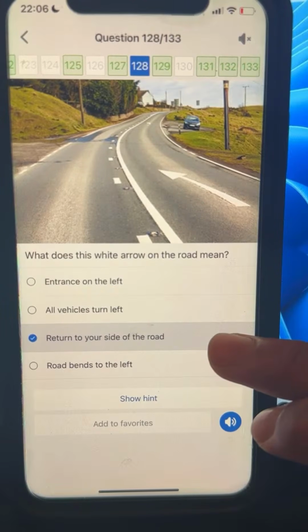It's not telling you to turn left, or that there is a bend on the left, or an entrance on the left at all. It's just telling you, if you've been overtaking, go back to your side of the road, please.